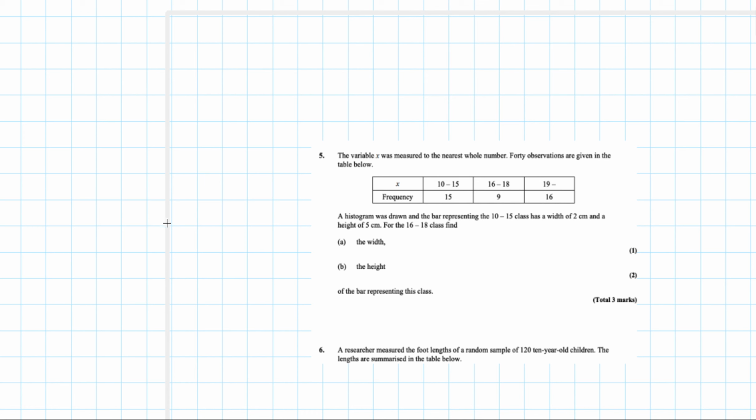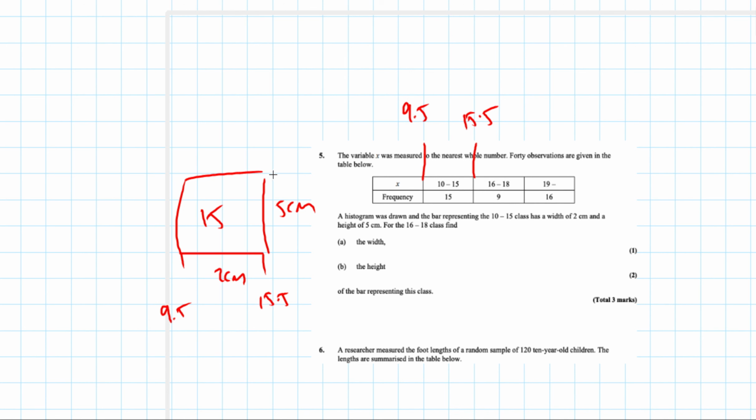So it's very similar to the first question. We can draw this out. So again, be careful when you look at this one. Do they meet each other, or is there a gap between the numbers? Here we can see a clear gap between the numbers. So that means that we're going to look at the upper and the lower class bounds. So this is 9.5 for the lower class bound of 10 to 15, and the upper class bound is going to be 15.5. So 9.5 to 15.5 is equivalent to 2 centimeters. And then it's got a height of 5 centimeters with a frequency of 15.